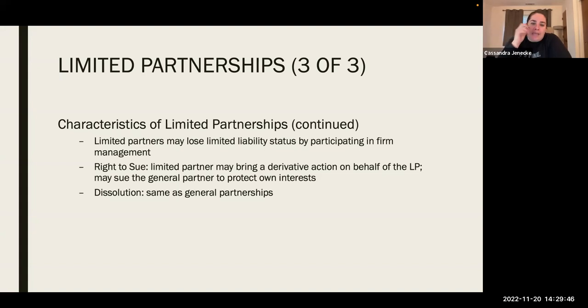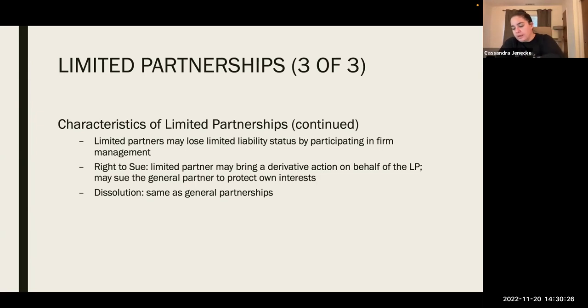So, a limited partner, this is also unique to limited partnerships, and we'll talk about derivative suits when we talk about corporations as well. But there just isn't a cause for these in general partnerships, so it's unique in that respect. A limited partner can bring a derivative action on behalf of the limited partnership to sue a general partner because they think that the general partner is engaging in conduct on behalf of the business that is inappropriate or is illegal or endangers the limited partner's opportunity for profit, things of that nature.